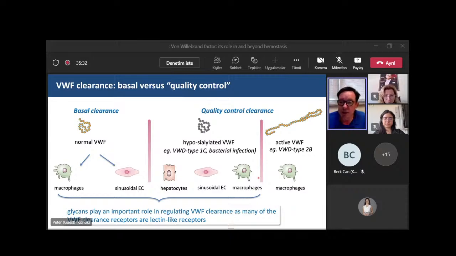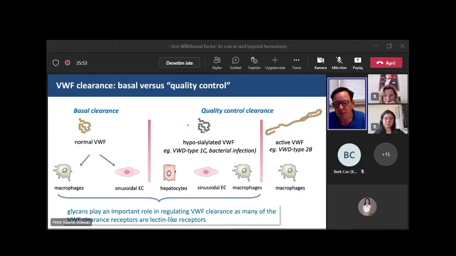Under some conditions, VWF may not be good, or may have a modified conformation, or is perturbed in some other way. And that is where the quality control clearance starts to play a role. And there are two different ways in which that can happen.